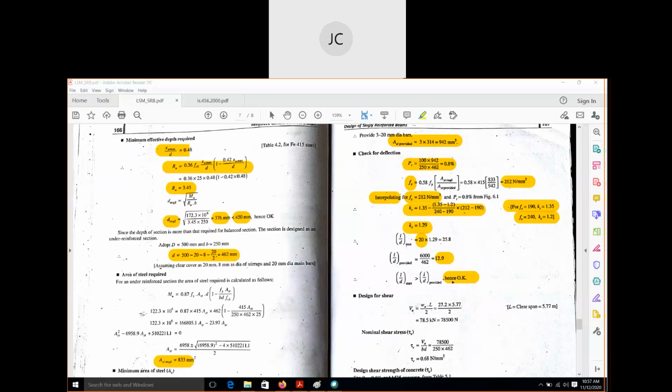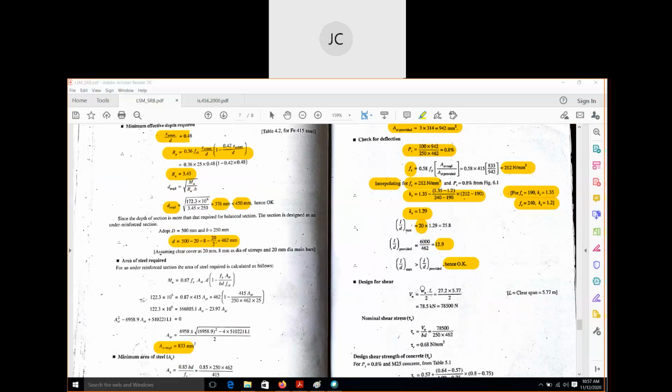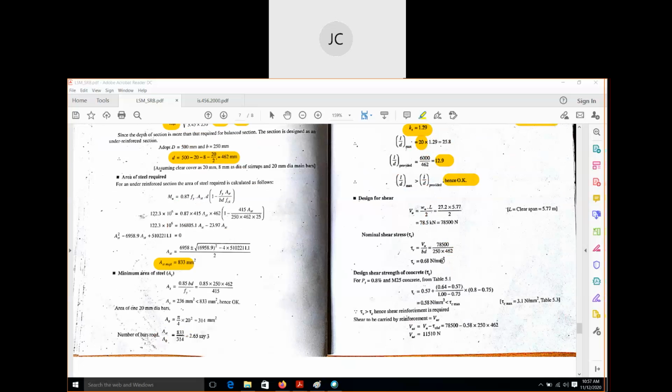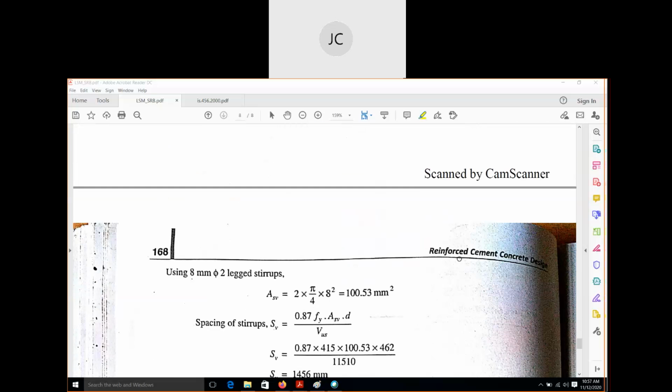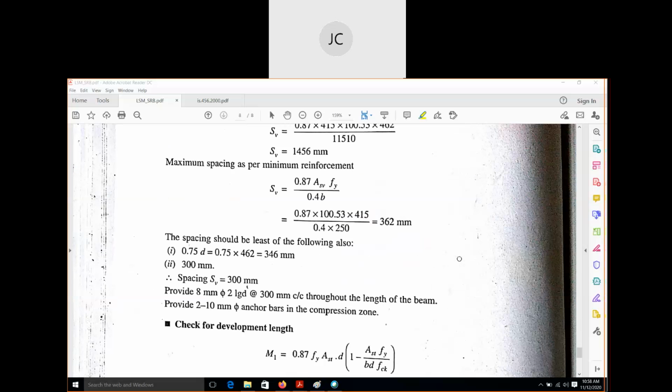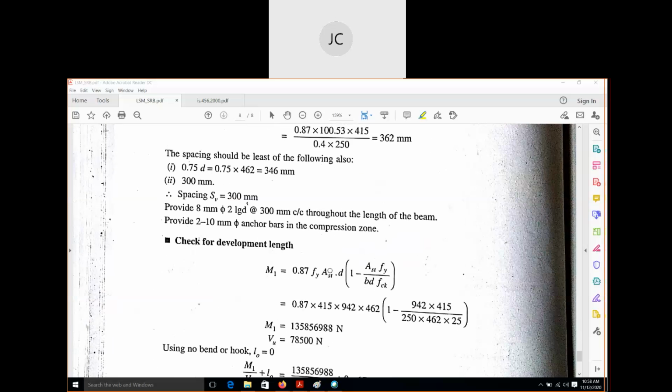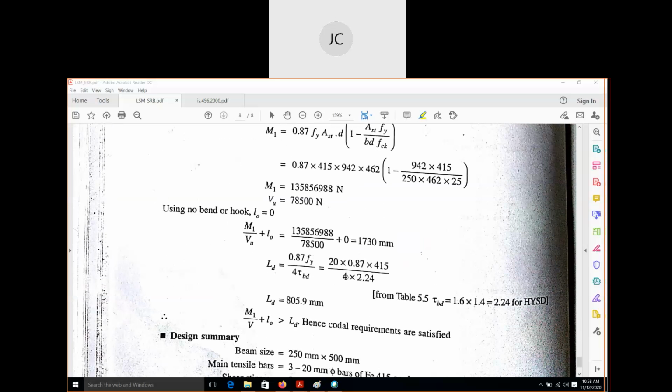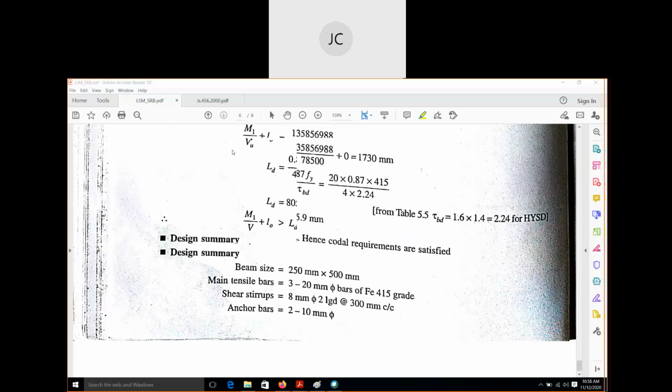After doing the deflection, we have to design for shear. I'm not going to explain this part, design of shear, because in the previous chapter we have solved so many numericals on this. How to design the shear reinforcement, I'm not going to explain again. You just go through it. After designing the shear reinforcement, there is no need to check for development length. Finally you have to write down the design summary.